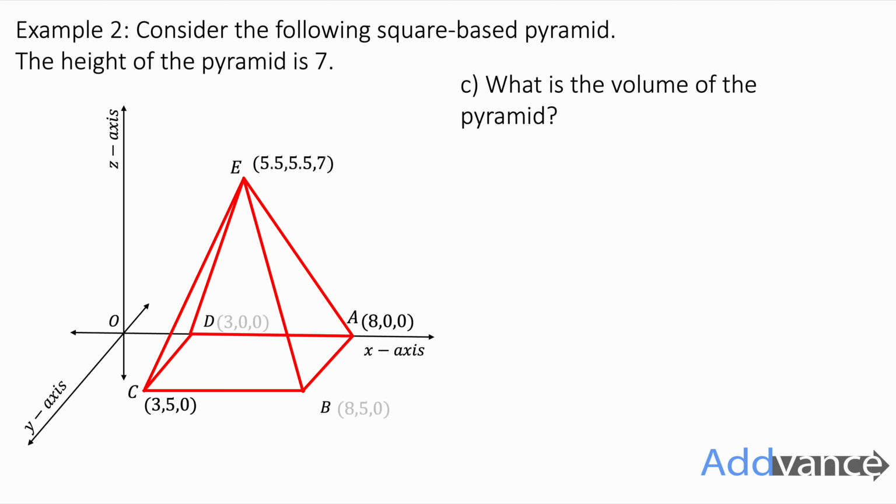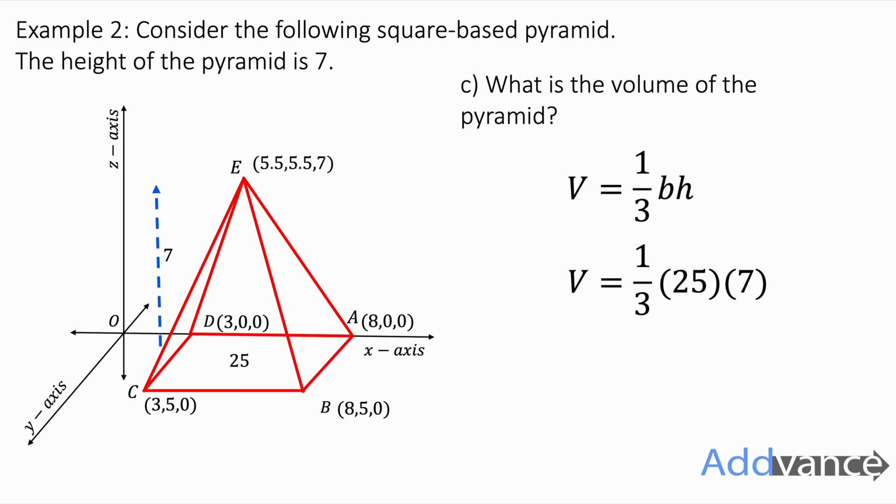Now, part C, what is the volume of the pyramid? Okay, this is very easy because we know that the height is 7, and the area of the base is 5 times 5, which is 25. The volume is a third times base times height. That's a third times 25 times 7, which is 58.3 units cubed. And that's the final answer. We've done question 2.